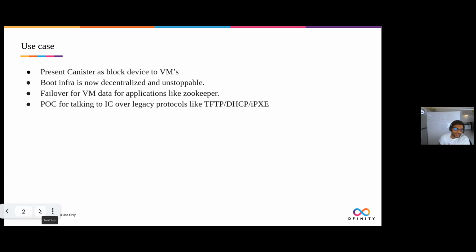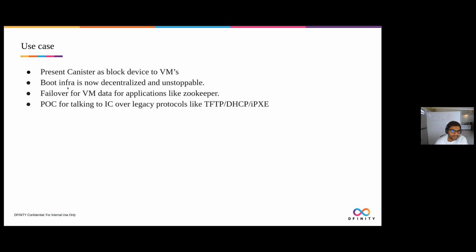The use case is that we present a canister as a block device to a VM. And once we virtualize at that lowest level, if anything running inside the VM can benefit from storage which is running on the IC. So your boot drive itself can be encrypted by DM, and then pretty much anything which goes inside the VM is now backed by canister storage.